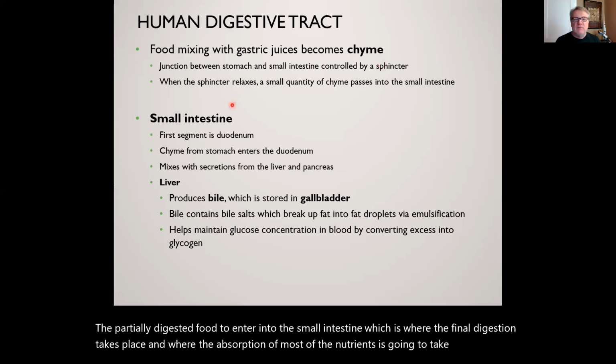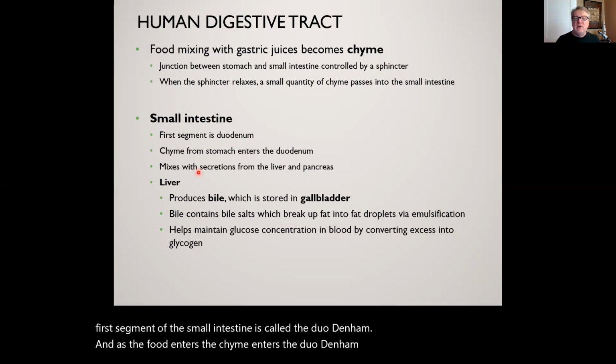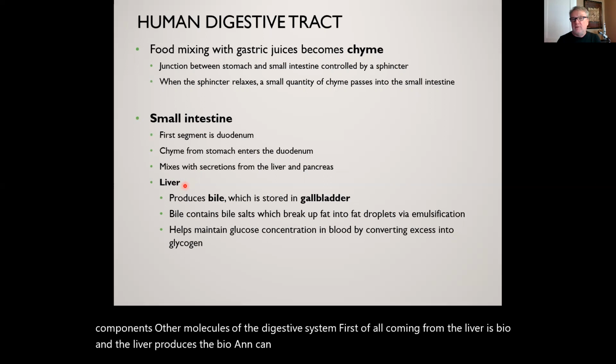The very first segment of the small intestine is called the duodenum. And as the chyme enters the duodenum, we also add some other critical components, other molecules of the digestive system. First of all, coming from the liver is bile. And the liver produces the bile and can store it in the gallbladder.